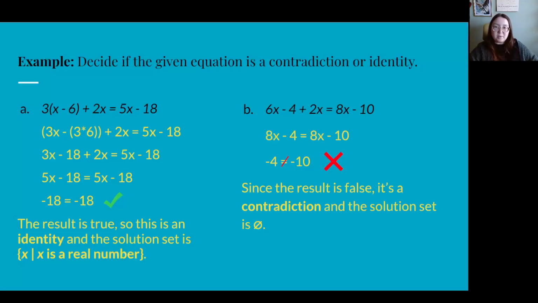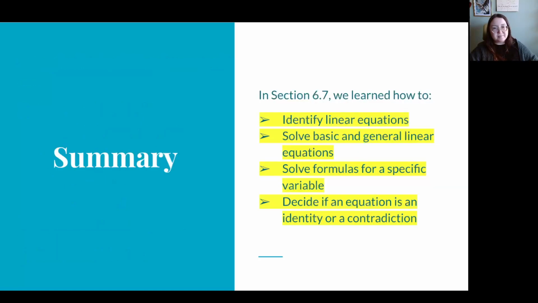So there we go. We figured out if each equation was a contradiction or an identity. And that wraps up section 6.7. In section 6.7, we learned how to identify linear equations, solve basic and general linear equations, solve formulas for a specific variable, and decide if an equation is an identity or a contradiction. So that wraps up section 6.7, and I'll see you in the next one.